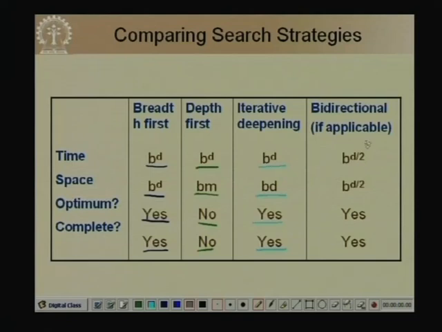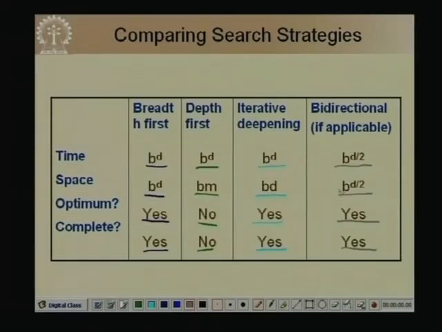Bidirectional search, when it is applicable, might have a time complexity of B to the power D by 2, space complexity of B to the power D by 2. It is optimum, you can show that, and it is also complete. However, in some cases, unless you have a very efficient way of checking with the frontier of the other search tree, there could be more overhead involved in trying to check if a node is there in the search tree.